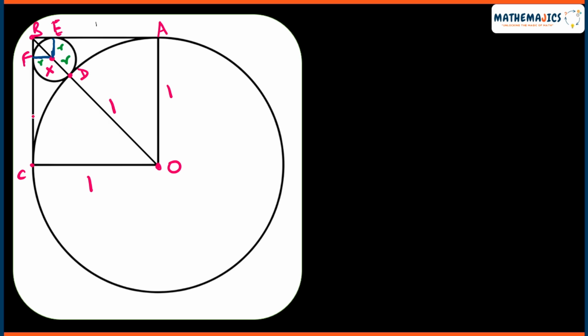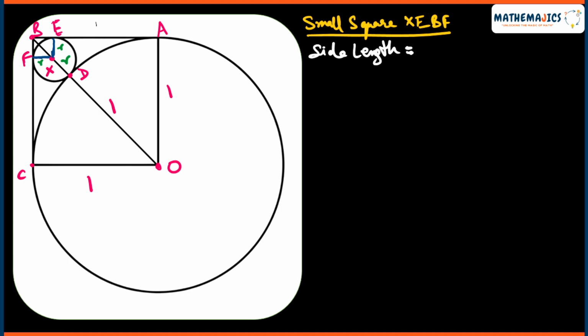Now we have done all the important things that we need to do in the figure, and we'll start with the solution. I will start with the small square. What is the small square? It is XEBF. In this small square, the side length is r. I told you why it is r, because it is equal to the radius of the small circle. Now we will find the diagonal of this small square.